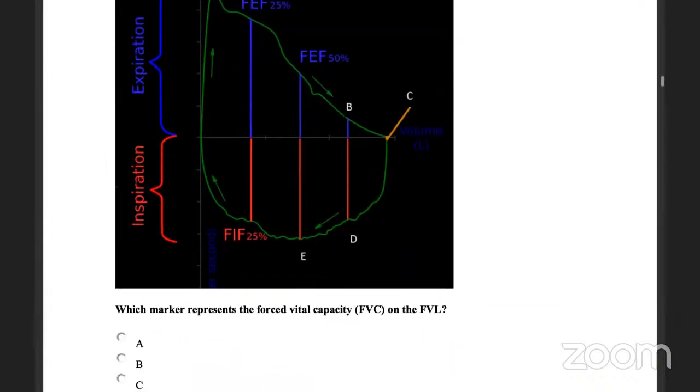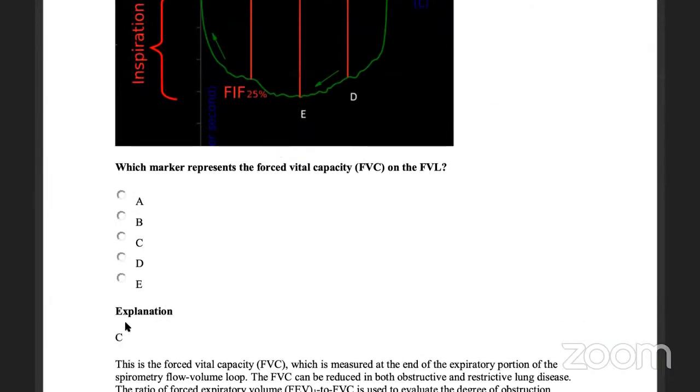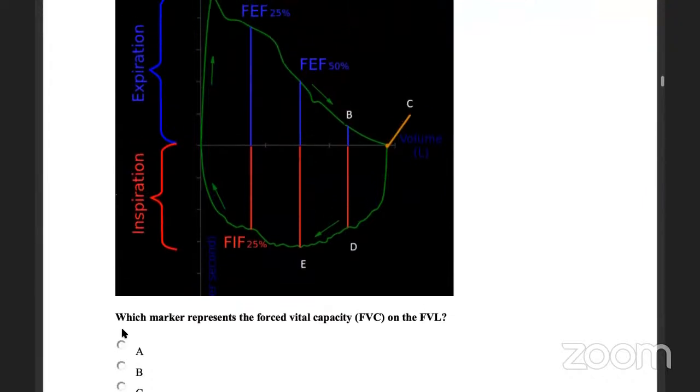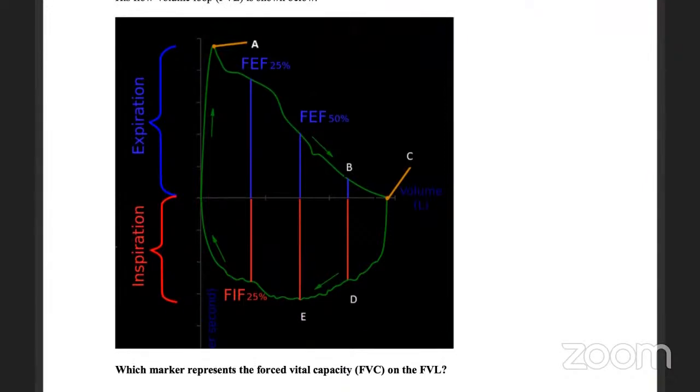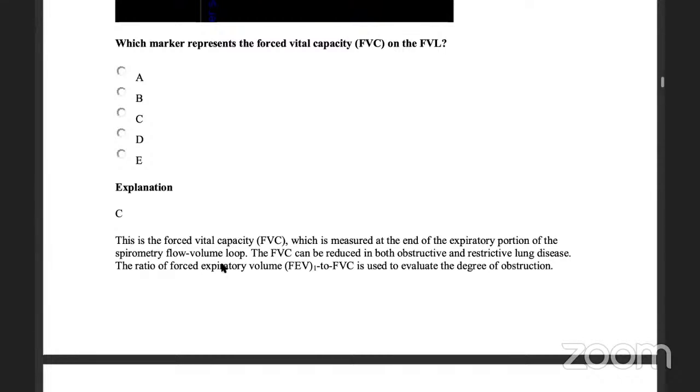Okay, let's see. Down is inspiratory. Up, whatever you're seeing is C. That means A to C. They explained here the expression is A to C. So how can you say this A to C? This is the forced vital capacity, which is measured at the end of the expiratory portion of the spirometry flow volume loop. The FVC can be reduced in both obstructive and restrictive lung disease. The ratio FEV1 to FVC is used to evaluate the degree of obstruction.